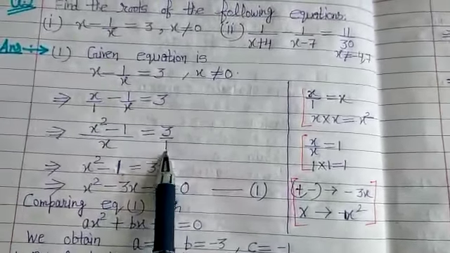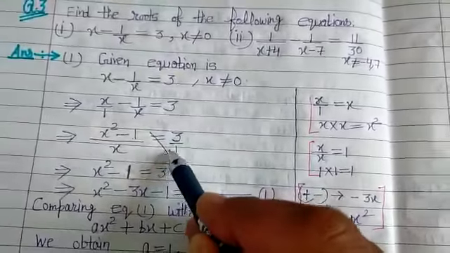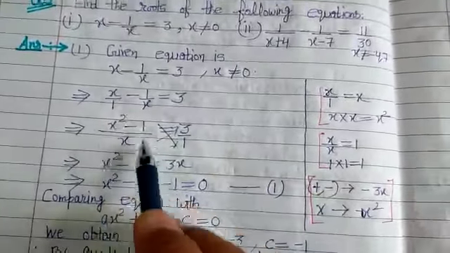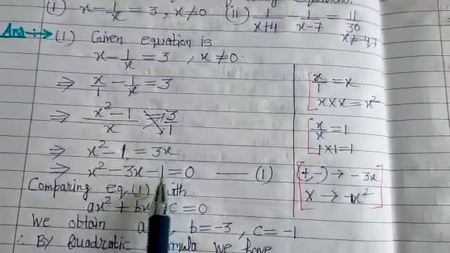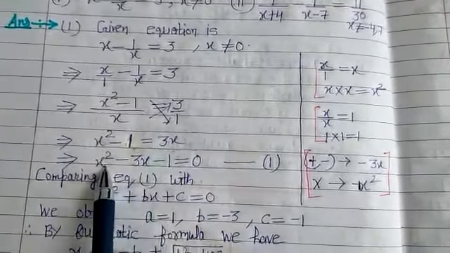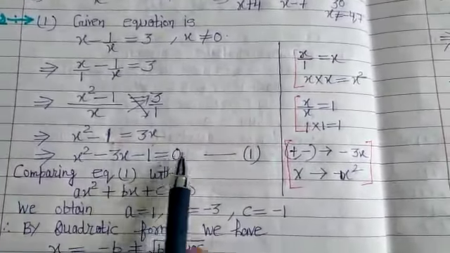And 3 I can write as 3 upon 1. Now we will do cross multiplication here. x square minus 1 into 1 is x square minus 1, and x into 3 is 3x. I am shifting this 3x to the left hand side. It becomes x square minus 3x minus 1 is equal to 0.